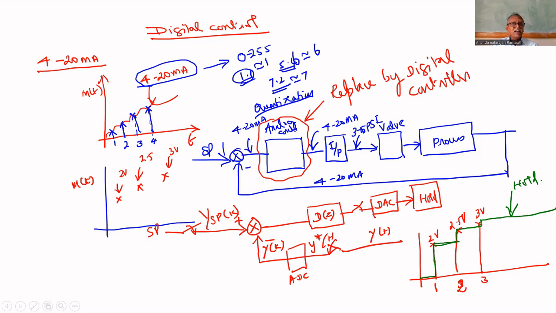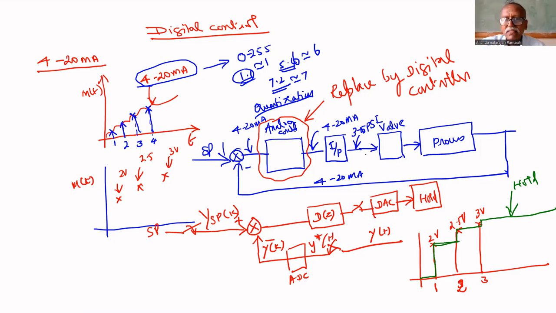If you buy a DAC at a shop, it will come along with a hold circuit. That's why you do not know about the hold circuit. A DAC alone is not available. It is available with a hold circuit. That's why unknowingly you are using that DAC. Actually, a DAC along with a hold circuit is available.